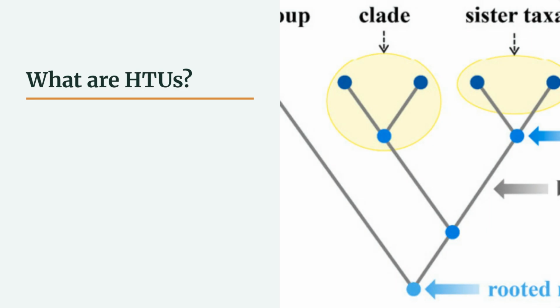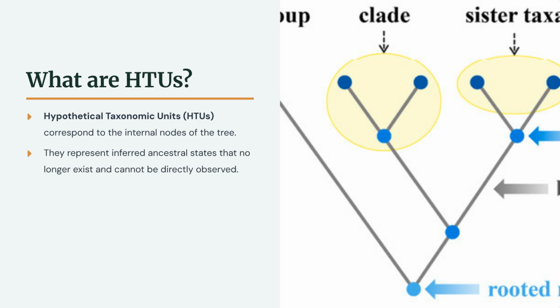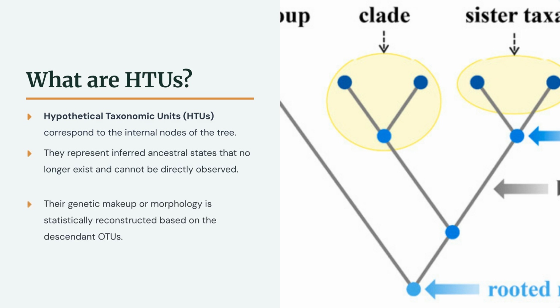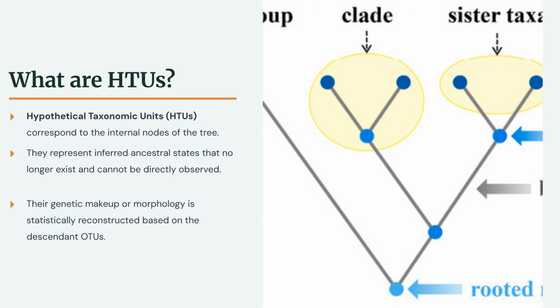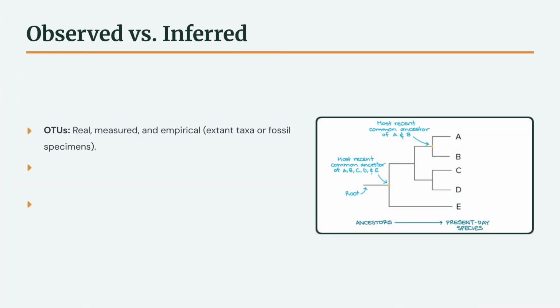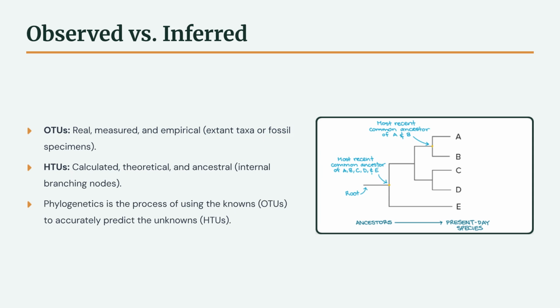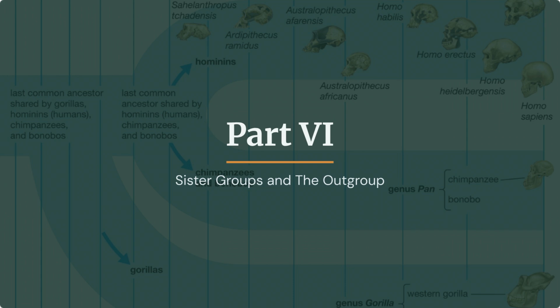Hypothetical taxonomic units, or HTUs, are the internal nodes. They represent inferred ancestral states that are no longer extant and are statistically reconstructed based on the descendant OTUs. OTUs are real, measured, and empirical data, while HTUs are calculated, theoretical, and ancestral. Phylogenetics uses the known OTUs to accurately predict the unknown HTUs. Finally, we arrive at part 6, focusing on sister groups and the outgroup.